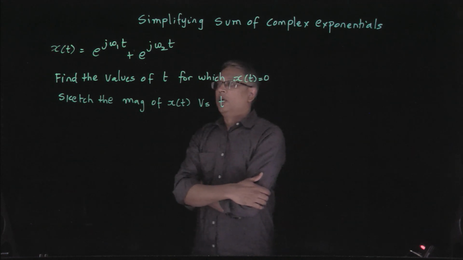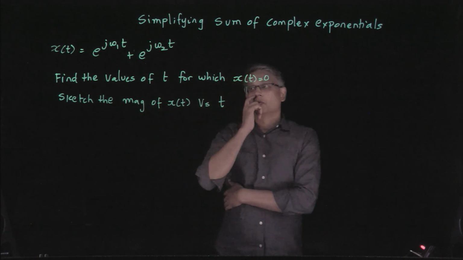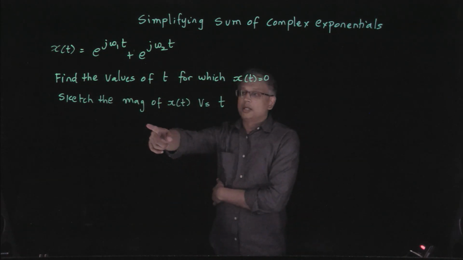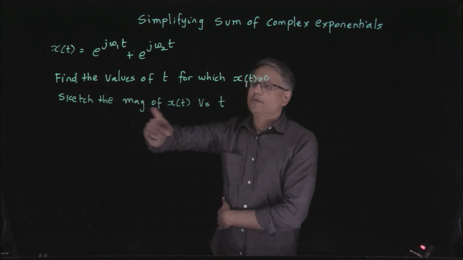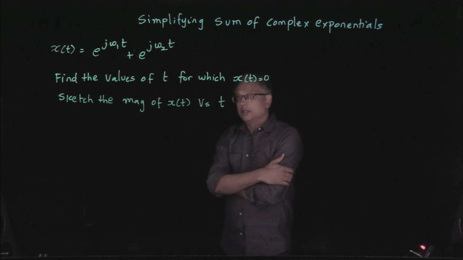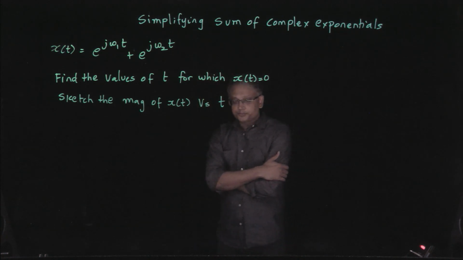So for example, you may be interested in finding out when the signal crosses zeros. So what are the values of t for which x of t crosses zeros? Or you may be interested in finding how the magnitude of this function changes as a function of t. And there is a little trick that can help you simplify the solution to these kinds of problems.